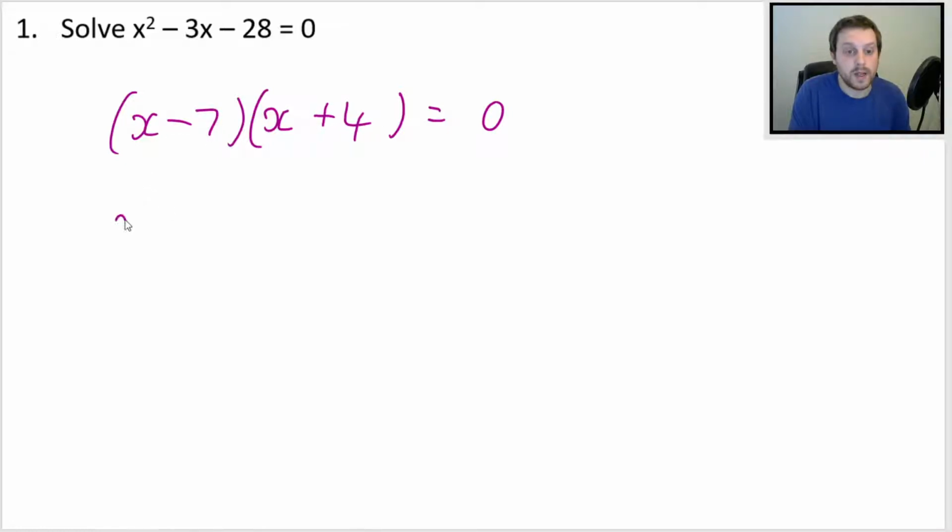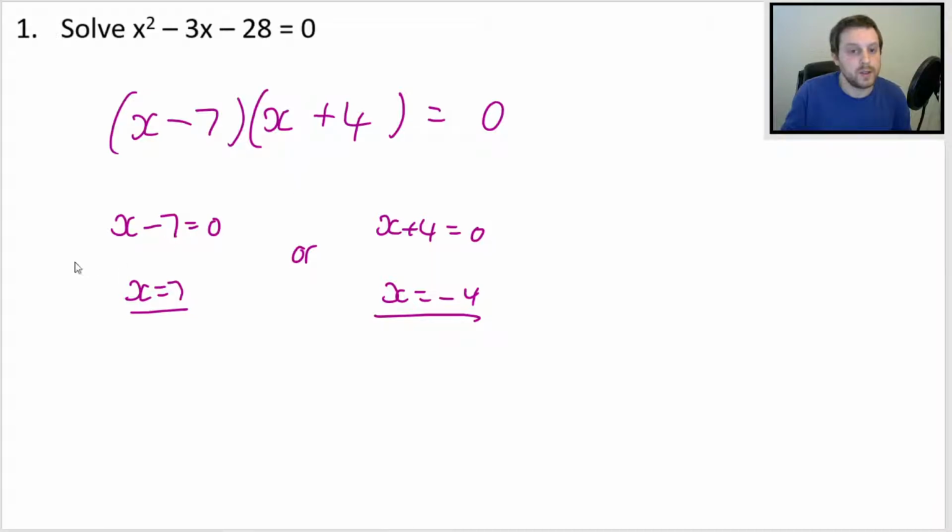So therefore either x minus 7 is 0. It could be this bracket that's 0, in which case x would be 7. Or it's this bracket that's 0, in which case x would be minus 4. So there's your 2 answers for the first one. Well done if you got those.